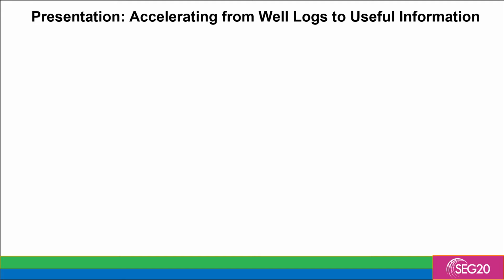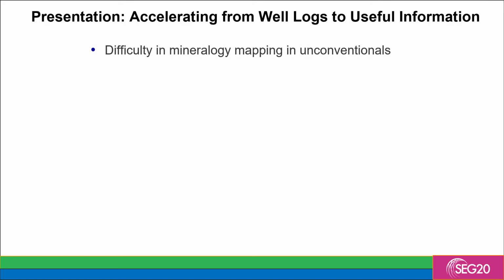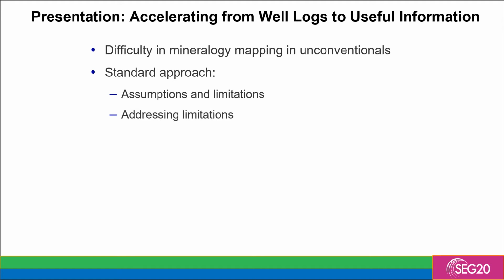First, we're going to revisit the fundamental difficulty when estimating mineralogy in unconventionals. Then, we will show the typical results derived from the standard approach for multimineral analysis and discuss the assumptions and limitations of this approach. We will see that one of the main limitations of the standard process is that it is very slow. And then, we will show an example of a problem that can be addressed if we overcome this limitation.